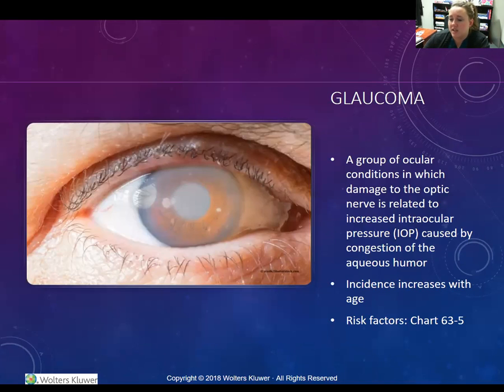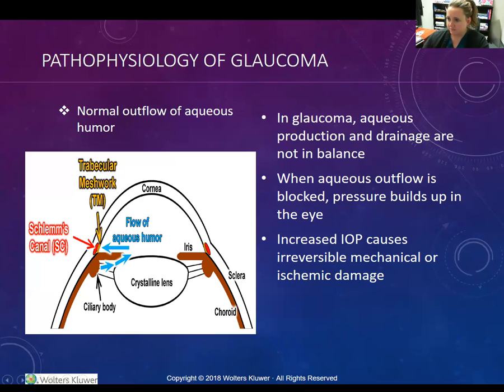Okay, so getting into the nitty-gritty of this, glaucoma. Glaucoma is a group of ocular conditions in which there's damage to the optic nerve in relation to our intraocular pressure, because we have aqueous humor that gets congested and can't drain out like it normally does. Glaucoma is more prevalent in people older than 40, and is the third most common age-related eye change in the United States. And there's a chart 63.5 that shows those risk factors.